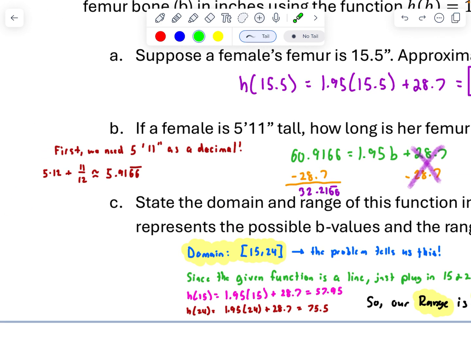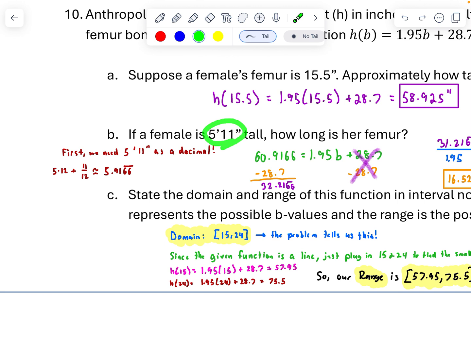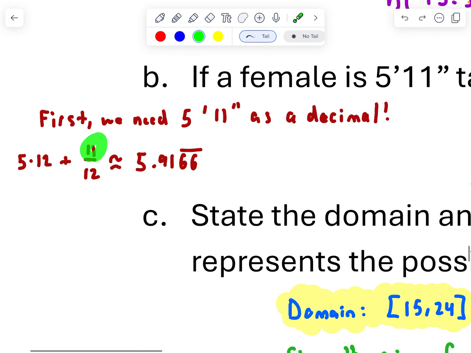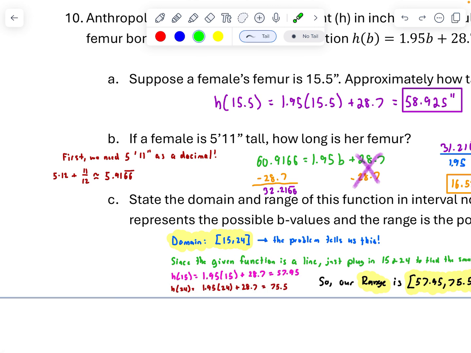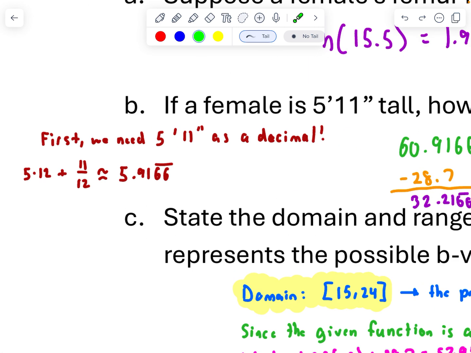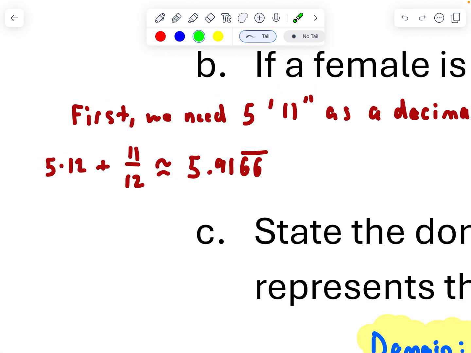B is a little trickier because we need this in inches, because the problem tells us in inches. So our conversion for 5 feet, 11 inches: you have to do 5 times 12 to convert 5 feet to inches. And then there's 12 inches in a foot, so we have 11 inches, so you have to do 11 twelfths. So this converts the number to a decimal. So now we know how tall, oops, I should say 60.